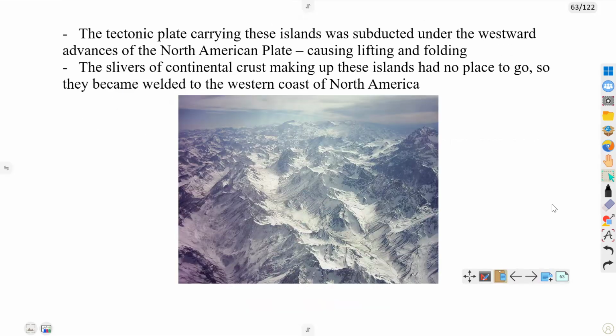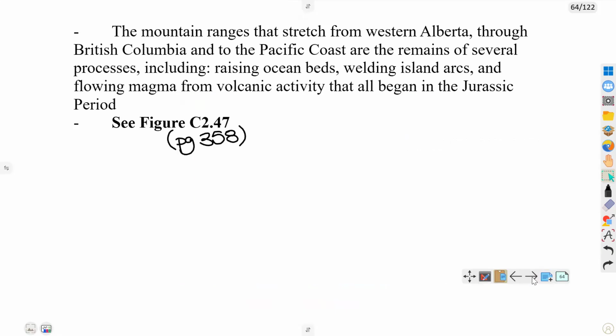The tectonic plate that carried the islands was then subducted under the North American plate. This caused a lot of lifting and folding. And because they had really no place to go, they became welded to the western coast of North America. So it kind of extended the landmass of North America a little bit here.